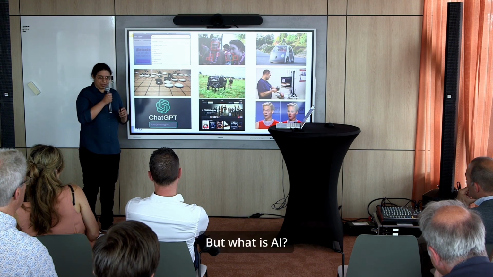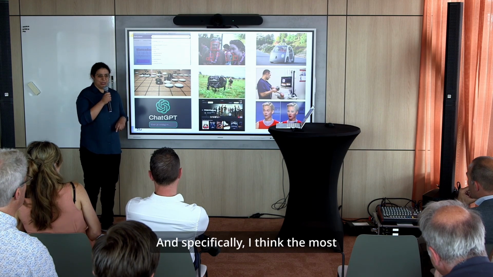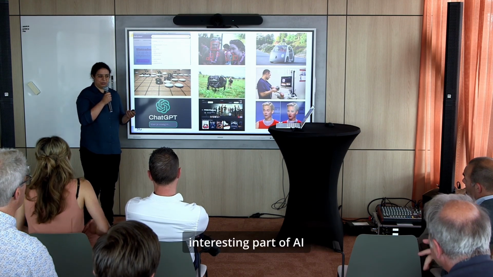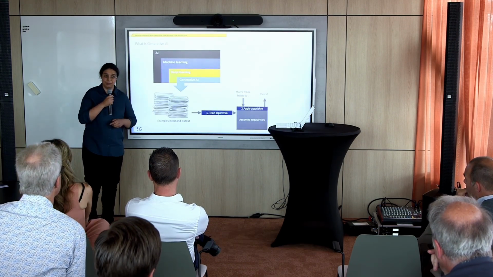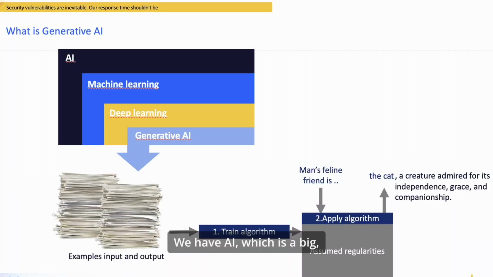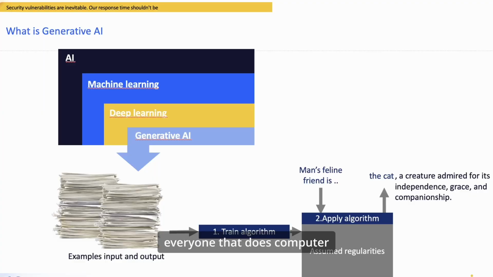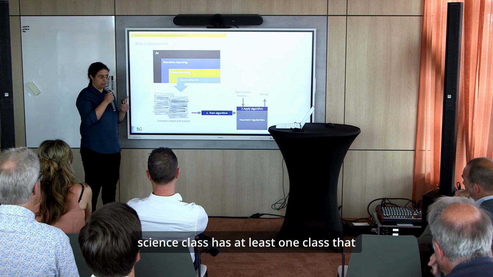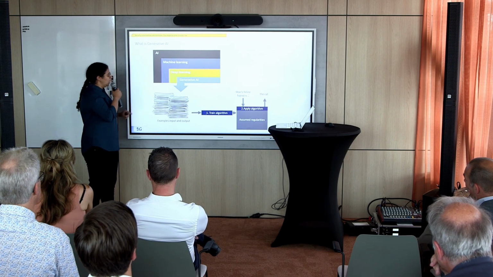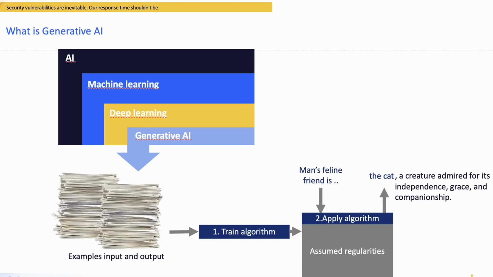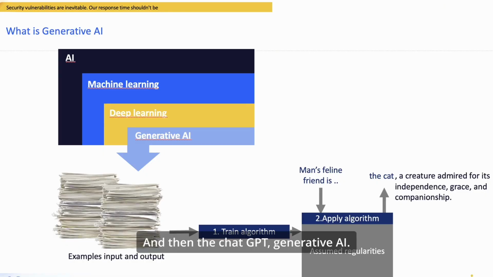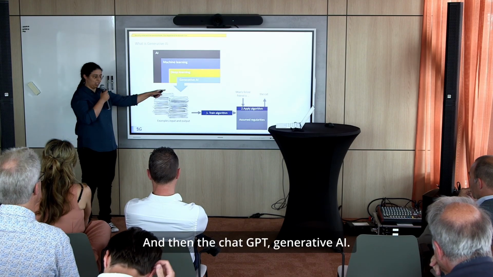But what is AI? And specifically, I think the most interesting part of AI for us is generative AI. What is it? So we have AI, which is a big group of smart algorithms. You have a subsection called machine learning, where I think everyone that does a computer science class has at least one class that touches upon this. There you have a subsection deep learning. So if anybody talks about neural networks, that's that. And then the ChatGPT, generative AI.